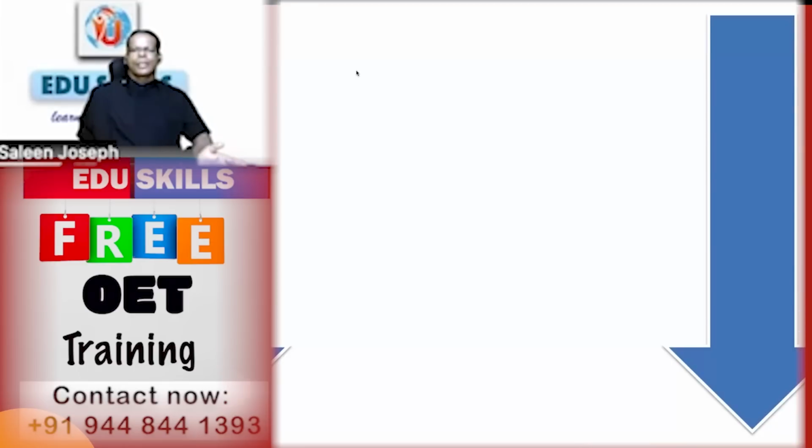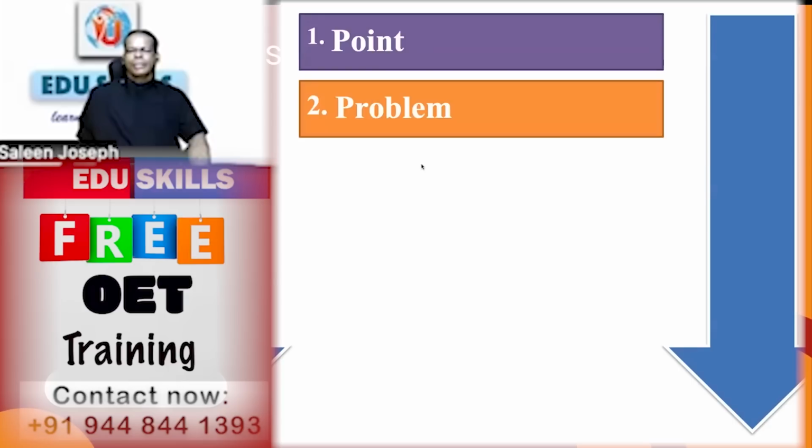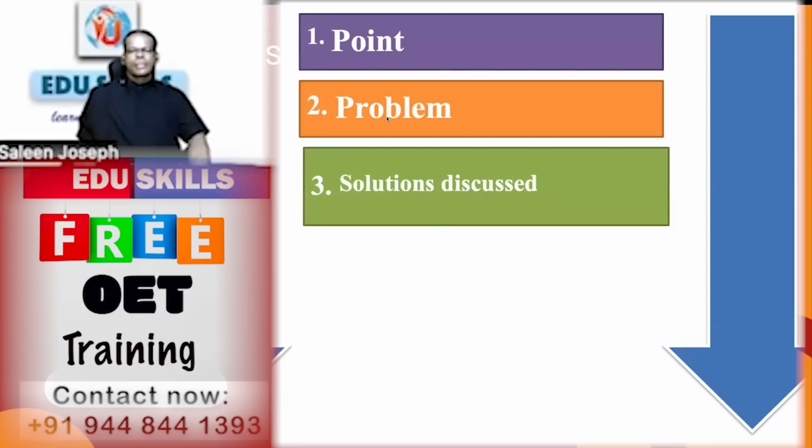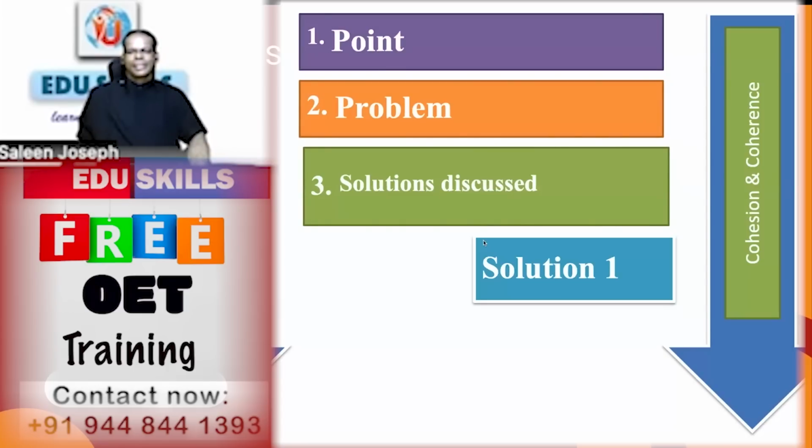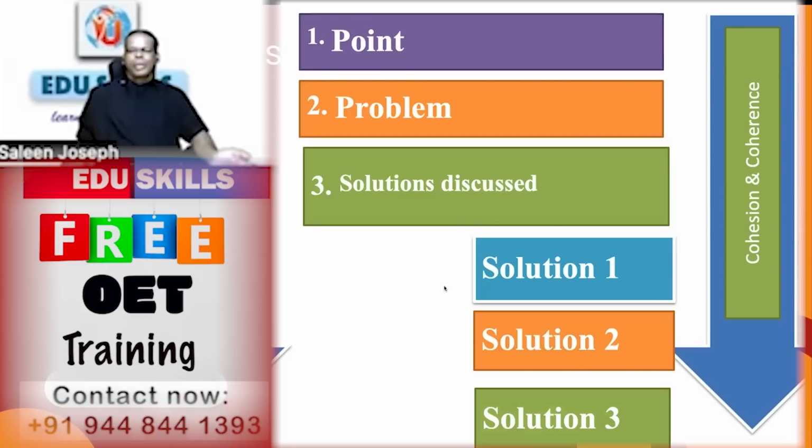Now you see the sequence or the structure. First, a point will be given: eye infections, fungal eye infections. Then the problem. What was the problem? Administering drugs every hour. And solutions are discussed. Maybe one solution or two solutions, three or four. It depends. But one of these solutions will be the answer.